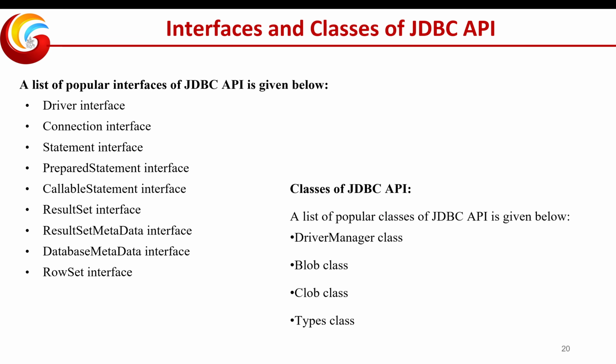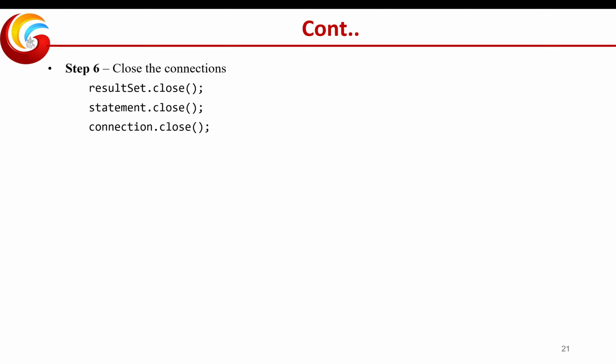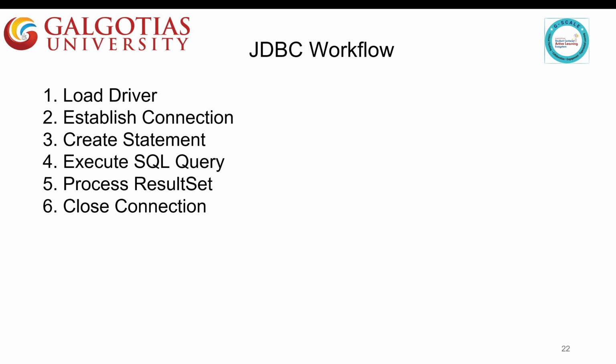Important JDBC interfaces include driver, connection, statement, prepared statement, and result set. Important classes include driver manager, blob, clob, types, and date. It is important to close the result set, statement, and connection to release database resources and avoid memory leaks. The JDBC workflow consists of 6 steps: load the driver, establish a connection, create a statement, execute SQL queries, process the result set, and close the connection.